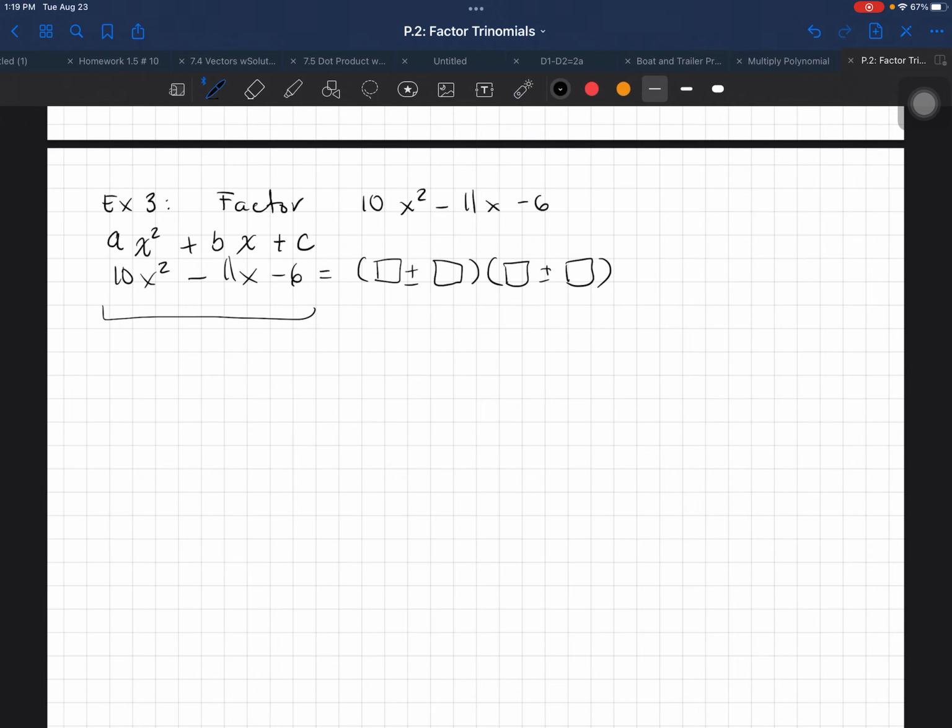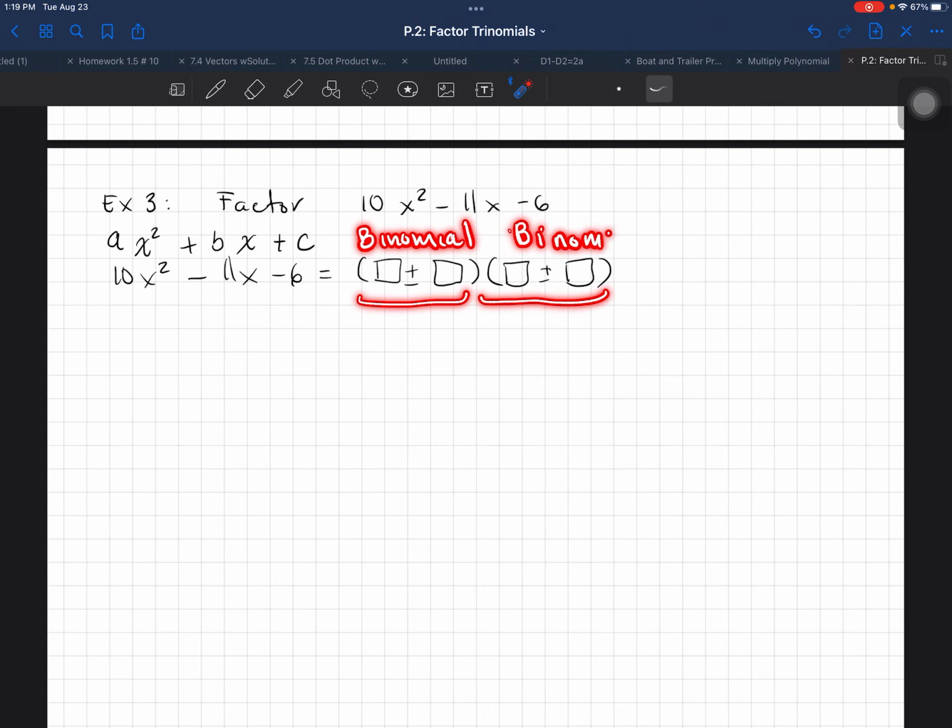So let's begin. This is gonna be a little bit different than the other one. We're actually gonna break this into a grouping. But the goal is to have this binomial times binomial, right? We already mentioned that before, that we can write a trinomial in the factor form of a binomial times a binomial.